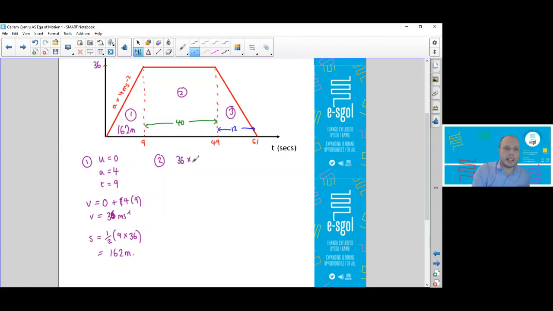So that's just going to be 36 times 40. It's definitely not an equations of motion problem because it's constant velocity of 36. That's 1,440 meters. Remember, you can pause this video at any time.